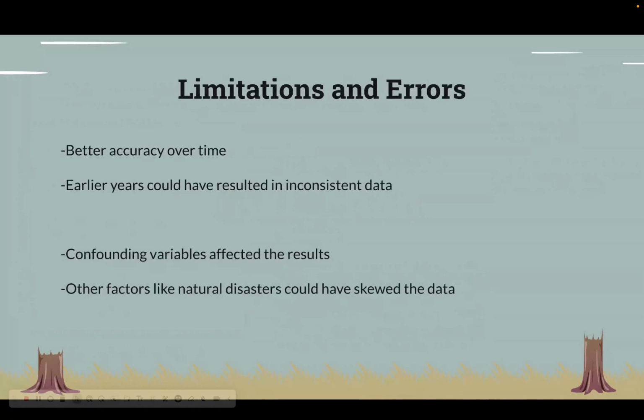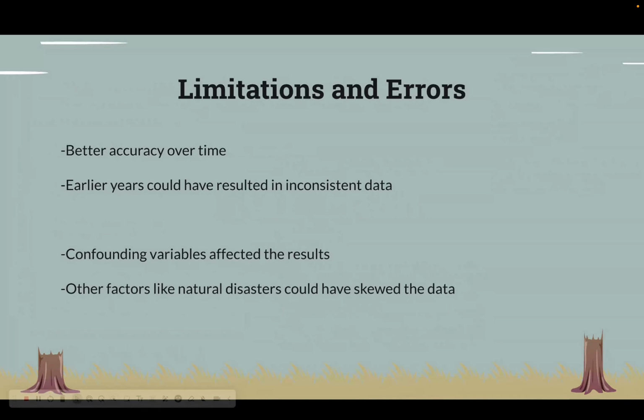Limitations and errors. A limitation in this project that could have involved the accuracy and consistency of the data. The forest area and CO2 emissions were obtained from a database, which may rely on different measurement methods or estimation techniques across different years. If the way data was collected changed over time, for example due to improved technology, this could introduce inconsistency or error into the dataset.